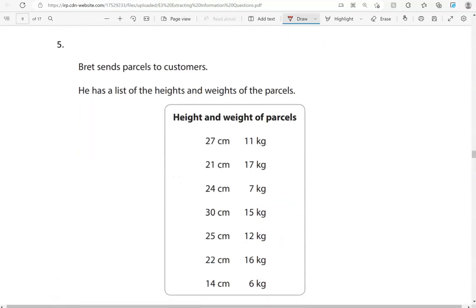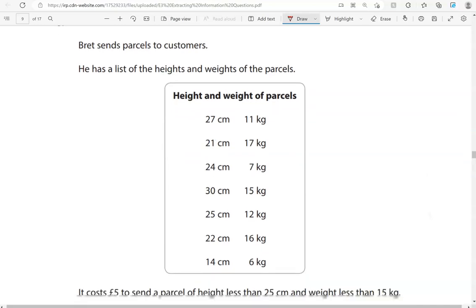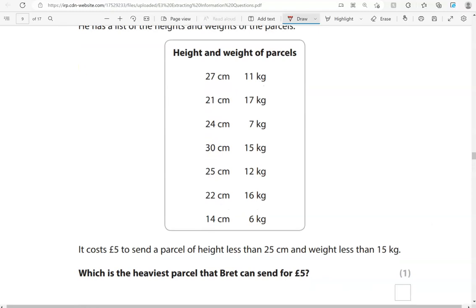Brett sends parcels to customers. He has a list of the heights and weights of the parcels. It costs £5 to send a parcel of height less than 25 centimeters and weight less than 15 kilograms. Which is the heaviest parcel that Brett can send for £5?